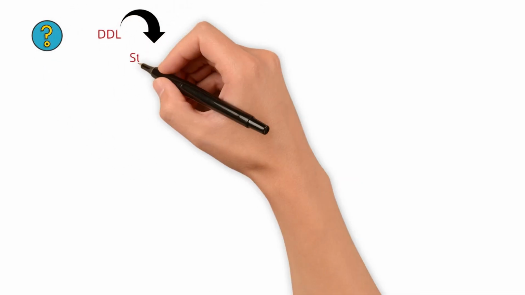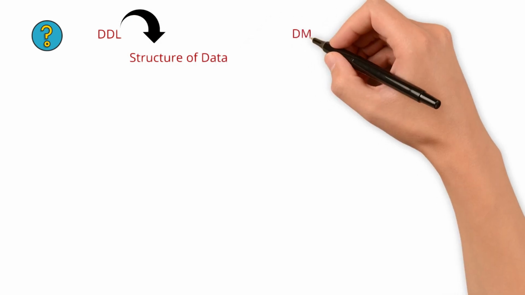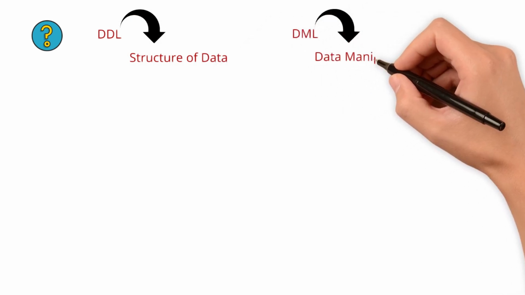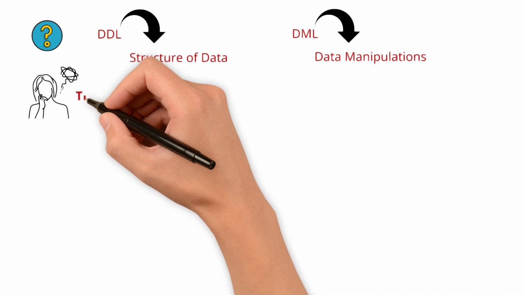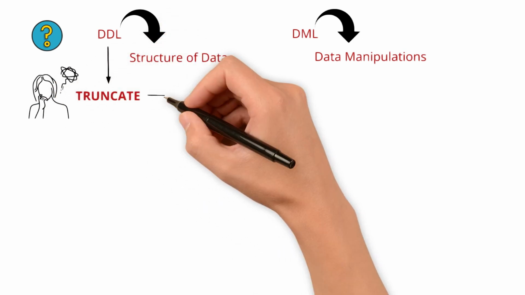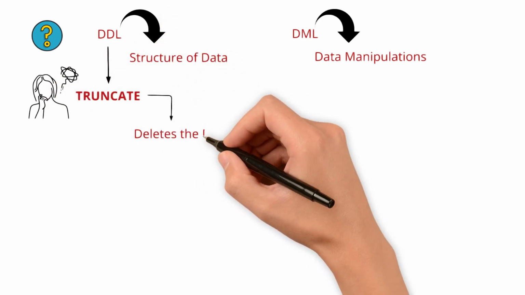Also, one more question. When we say DDL commands deal with structure of data and DML handles data manipulations, why truncate command is under DDL, which actually deletes the data of the table?